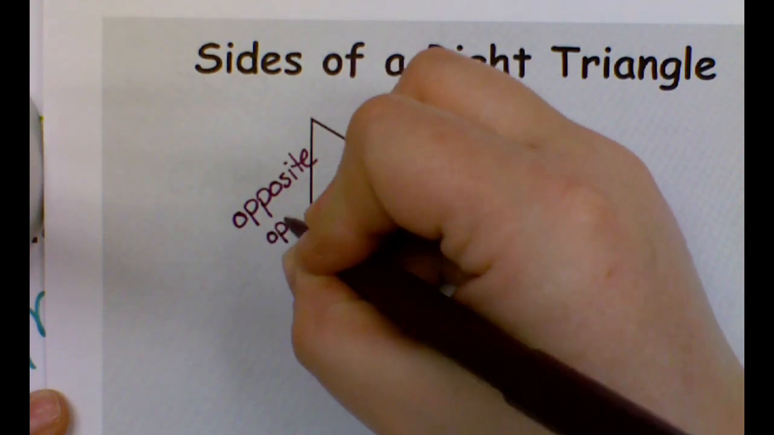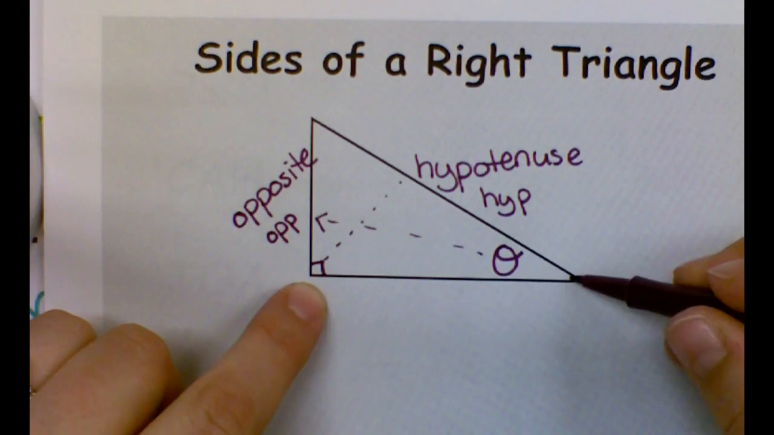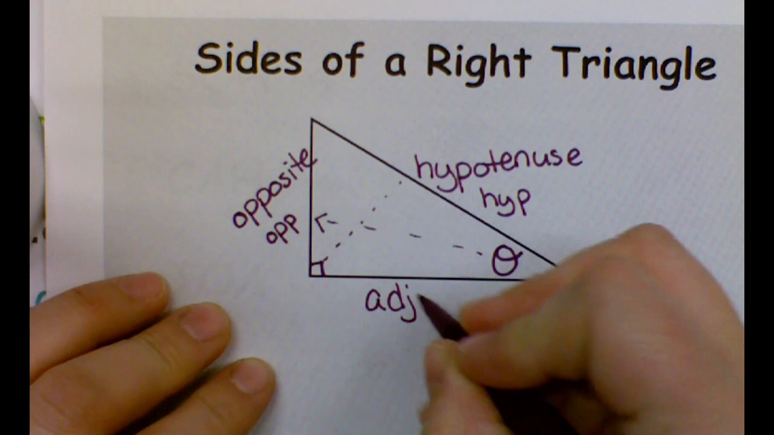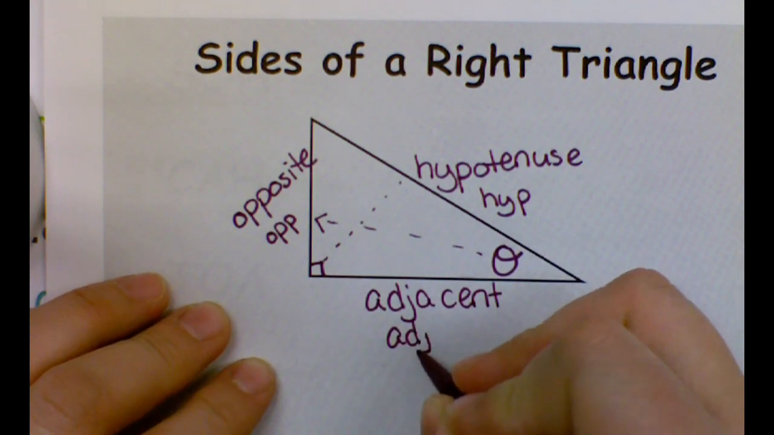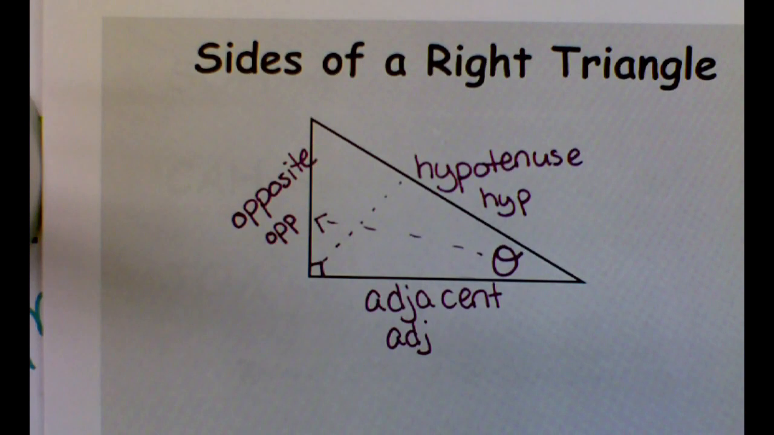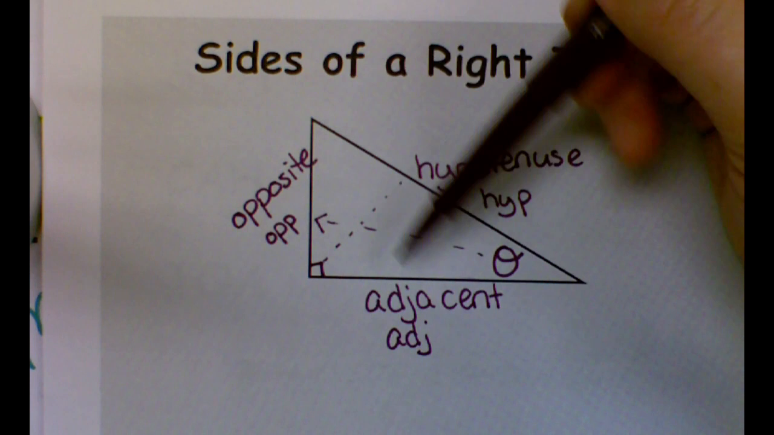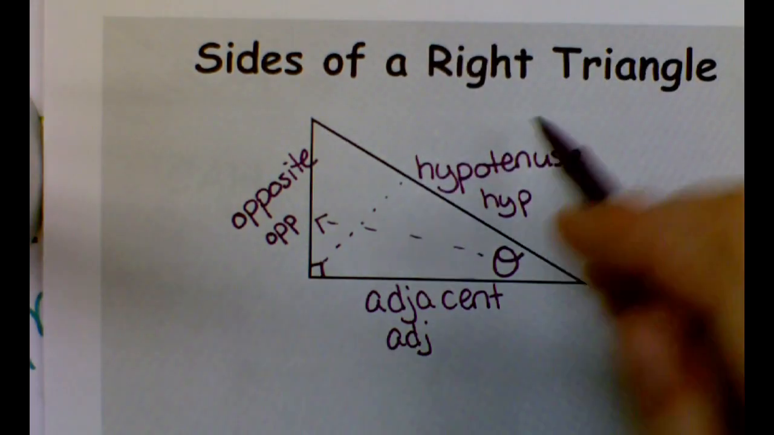And for my shorter version, I put OPP. And then the side that touches the angle that isn't the hypotenuse, we call that the adjacent side, or ADJ when I'm shortening things up. So realize if I had been talking about this angle up here, my opposite and my adjacent would have flip-flopped. All right, but the hypotenuse is always across from the right angle.